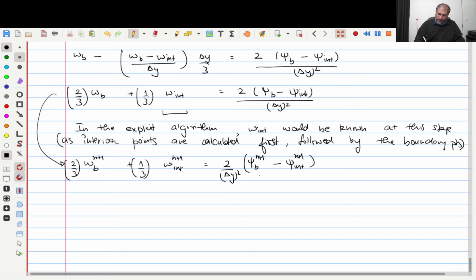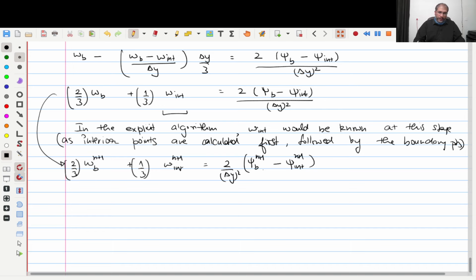But the n plus 1th values for psi are not known yet, because the way the algorithm works is that first you visit the omega equation to calculate the omega values using the velocities u and v, and then you visit the stream function equation, because the stream function equation has a minus omega on the right hand side. So the omega should be known and then we can calculate the stream function values. So we are stuck here in a loop. How do we work this out?